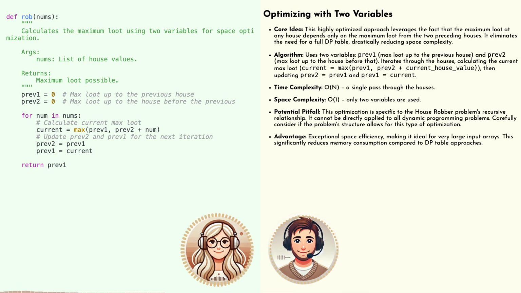Okay, the cool part. We move backward through the houses one by one. And for each house, we're going to calculate this new value. We'll call it current max. Current max, all right. That's the best we can do at that house.